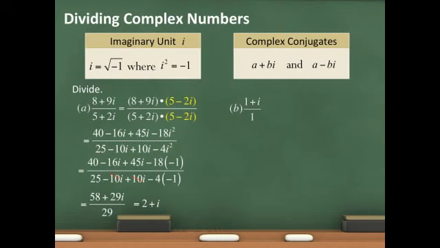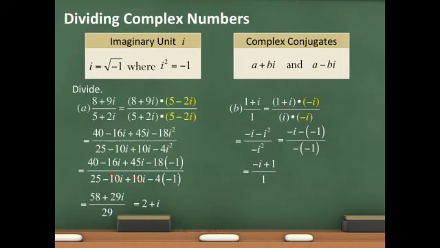In part B, we have the binomial 1 plus i divided by i. We multiply both the numerator and denominator by the conjugate minus i. Again, we use the distributive property to multiply. Next, we see that we have i squared in two locations, so we replace them with negative 1s and simplify the double negative signs. This will give us negative 1 plus i over 1. Notice we can divide 1 into both terms in the numerator. Doing so will give us 1 minus i.